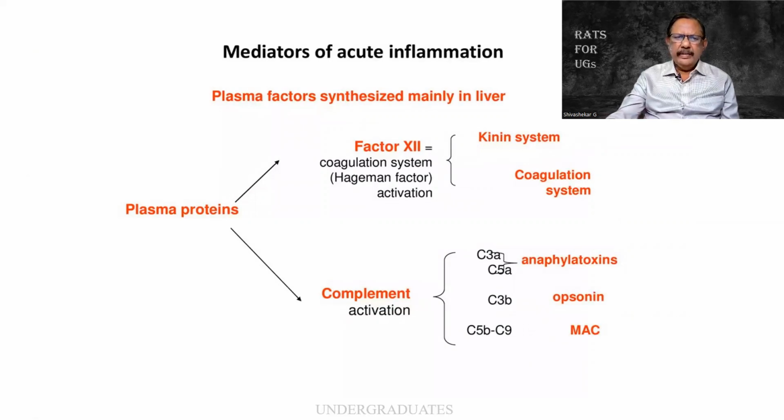So basically, there is the plasma protein, factor 12, the Hageman factor, and then there is a complement activation coming from the liver. So this is the kinin system, and then there is a coagulation system. The complements, mainly these are the main things: C3a, C5a, C3b, and C5b-9. C3a and C5a are anaphylatoxins. C3b is an opsonin. And C5b-9 is the membrane attack complex, MAC.